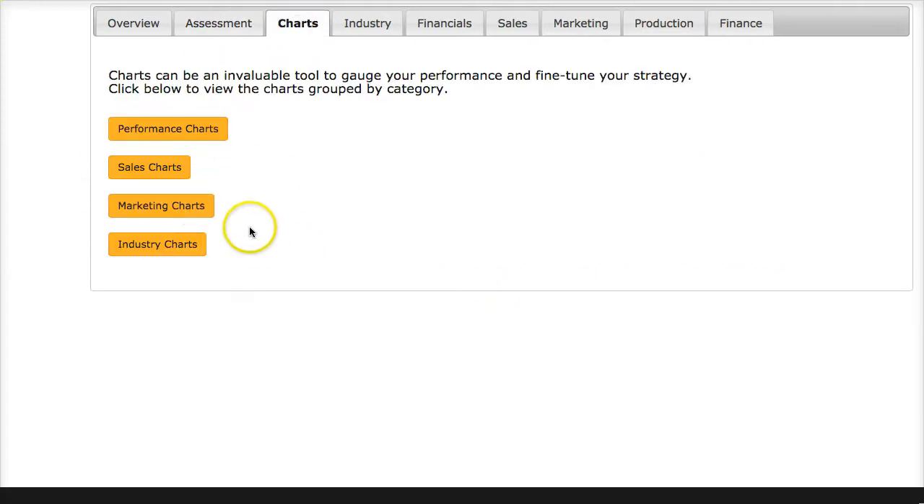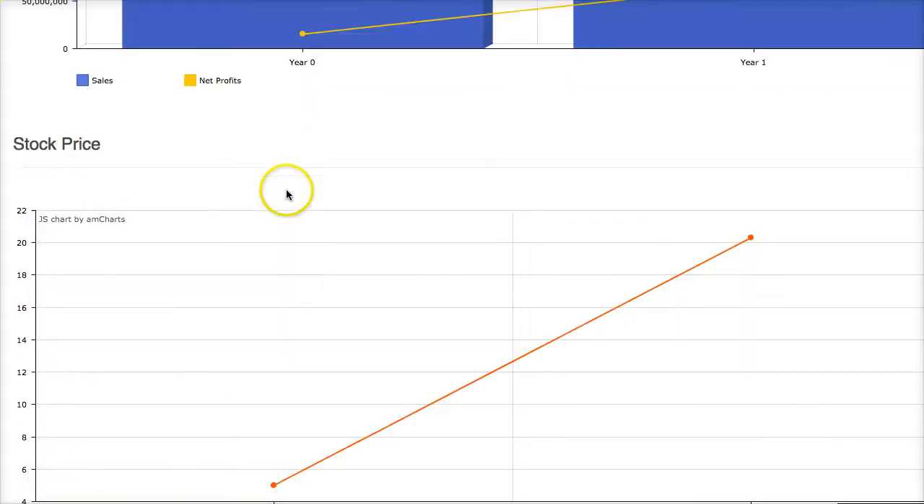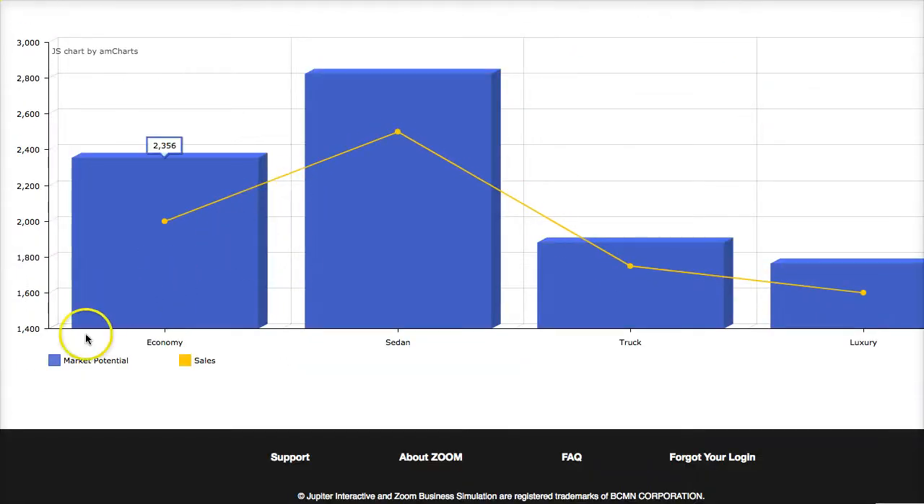Charts we already reviewed, but I think an important chart is this performance chart, where you want to go to the bottom and see my market potential and my sales. My market potential was greater than my actual sales because I only built 2,500 cars, but I could have sold 2,800 cars. So when I'm forecasting again, I want to look not at what I sold last round, but at what my potential was, and grow that potential. So I underbuilt to my potential.